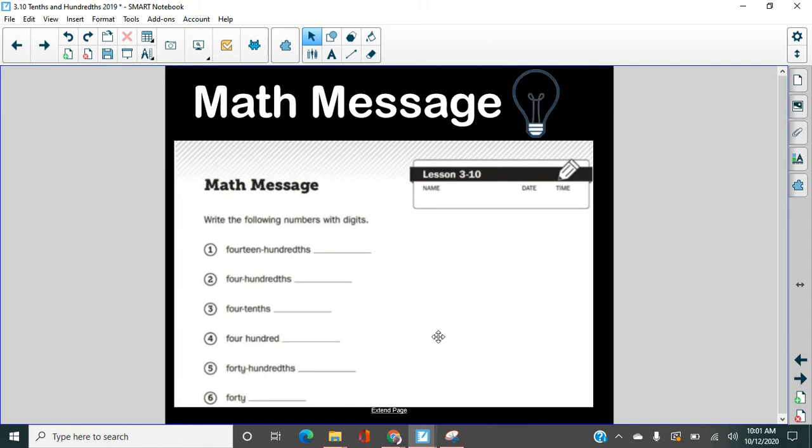We have six blanks here, and you can fill them all in on the same screen. Maybe just hit enter in between each one so you can split them up. These are all different numbers: 14 hundredths, 4 hundredths, 4 tenths, 400, 400 hundredths, 40 hundredths, and 40. A lot of alliteration here. Remember that from our writing topics. So you're going to take time and answer each one of these. What number is being said in those words?